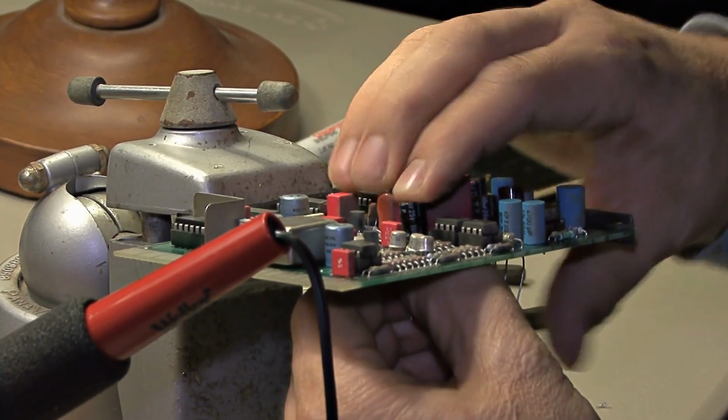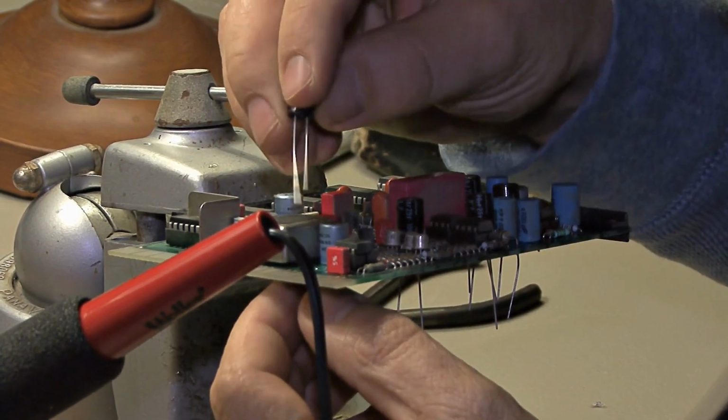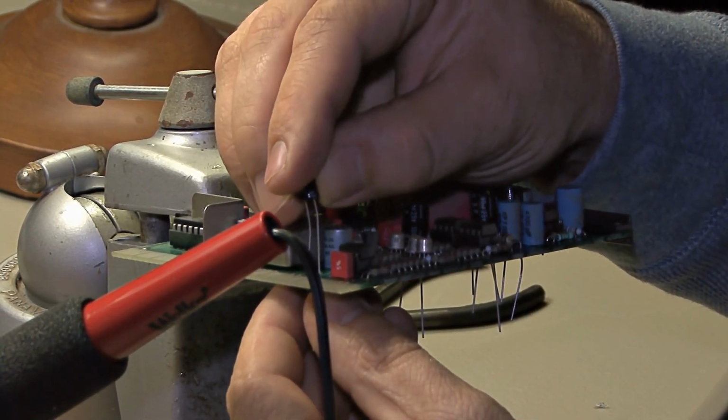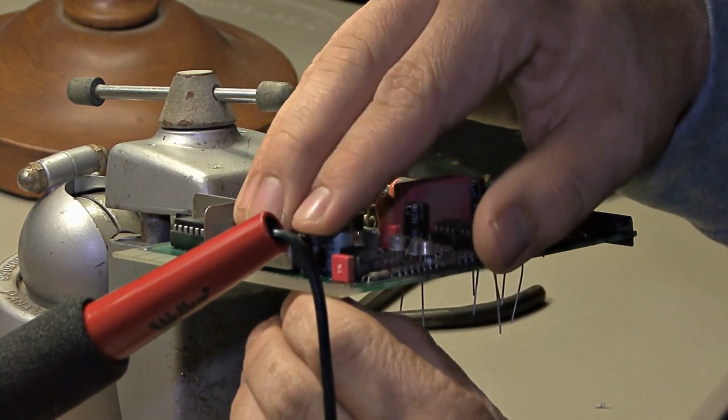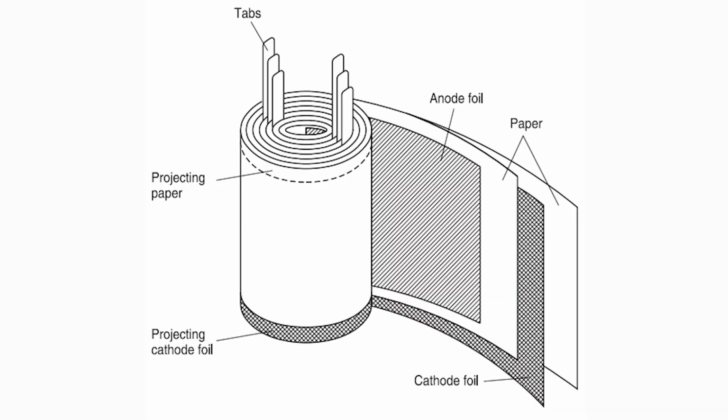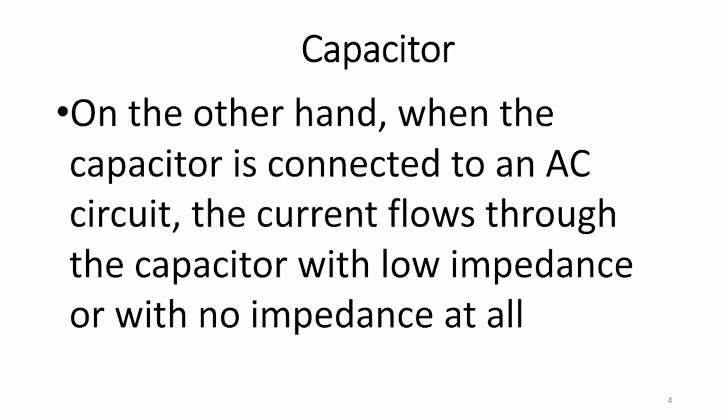When a capacitor is connected to a DC circuit, it is charged up to a value close to the voltage of the source. It prevents a flow of current through it because of the insulating dielectric material that is positioned between the two plates of the capacitor. On the other hand, when the capacitor is connected to an AC circuit, the current flows through the capacitor with low impedance or with no impedance at all.